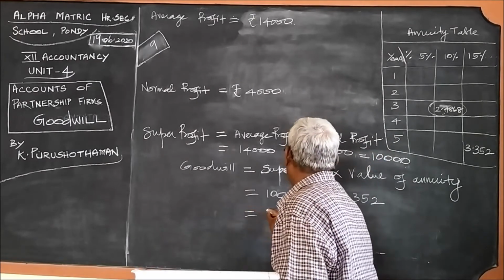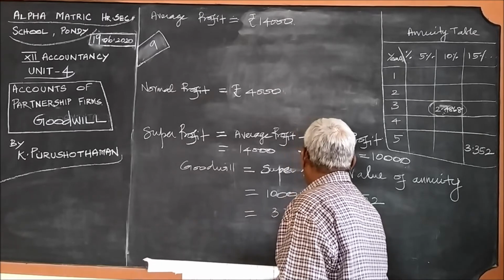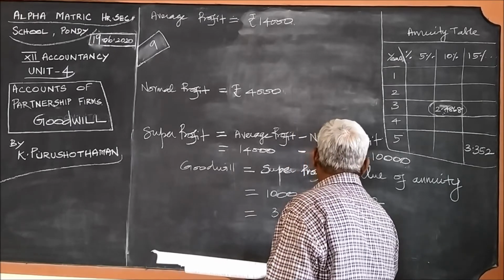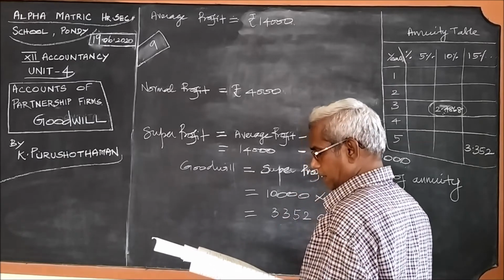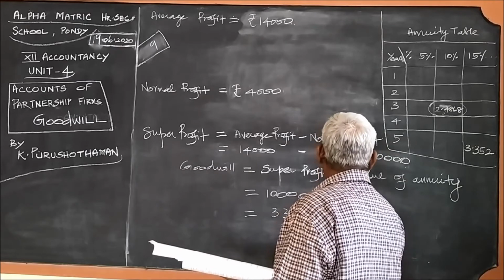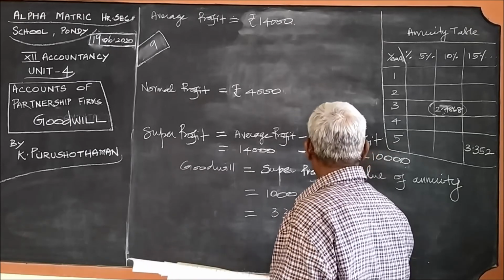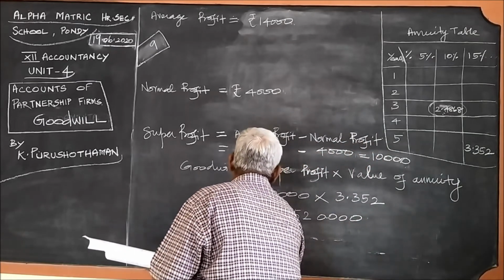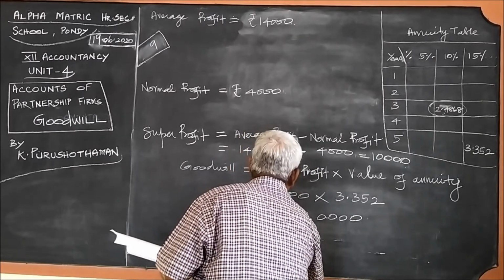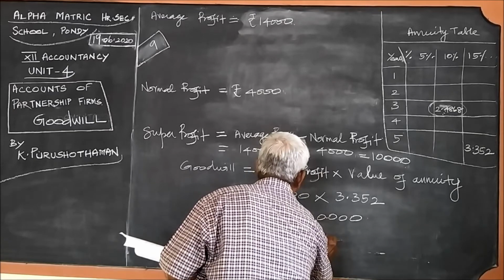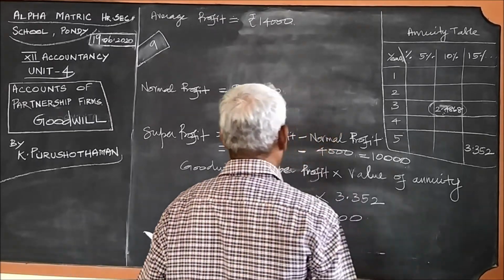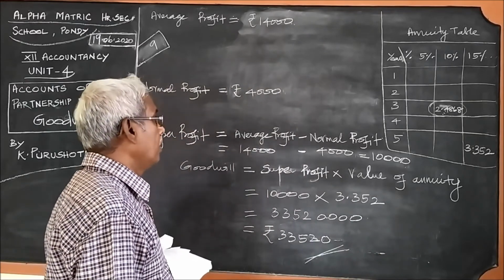Now you can multiply 10,000 by 3.352. 3352, 4 zeros, 1, 2, 3, 4 zeros. It is 3.352, 3 digits, therefore put the point after 3 digits. Therefore this is equal to 33,520. This is the value of goodwill.